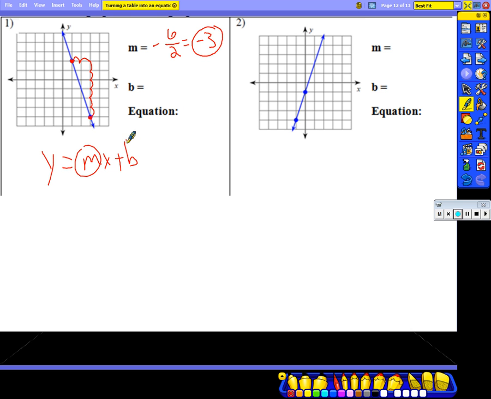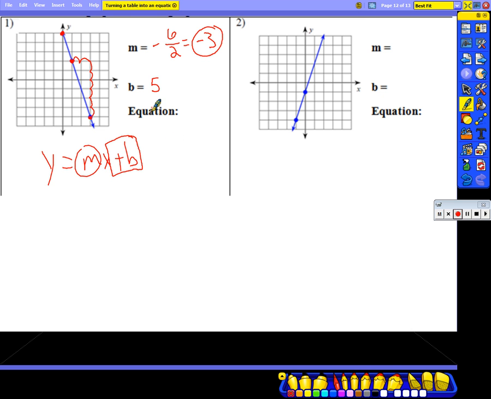The next thing that I'm going to figure out is what is my y-intercept? What is b going to equal? In other words, where does my line cross my y-axis? And you see it crosses it right here. So that means that y equals 1, 2, 3, 4, 5. So my y-intercept is 5.